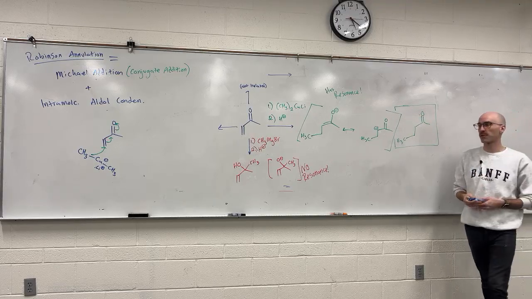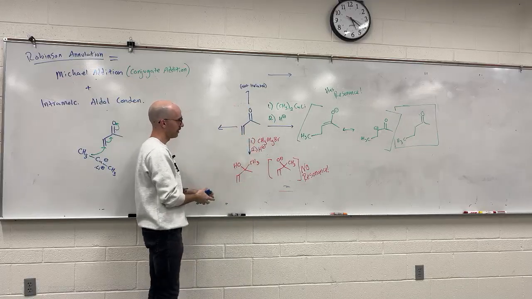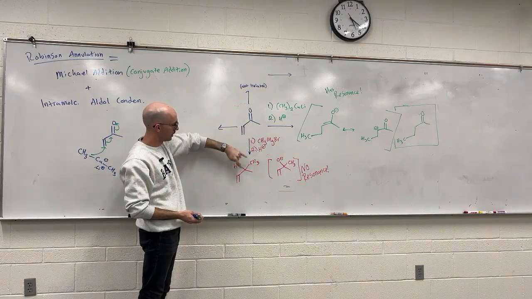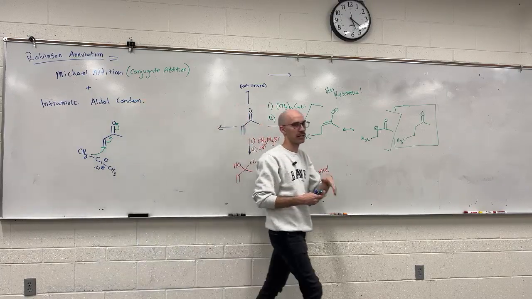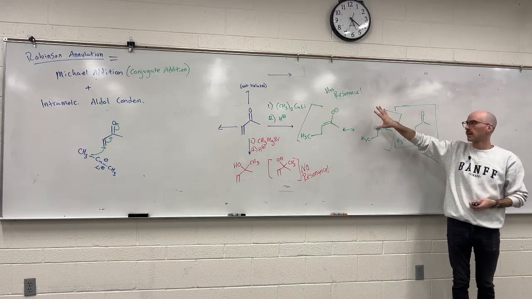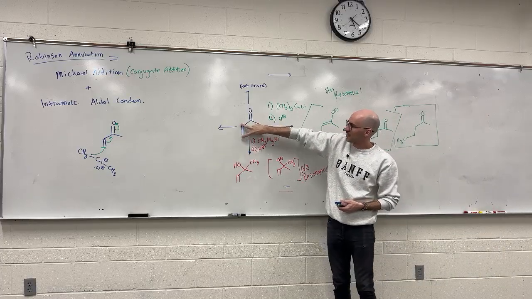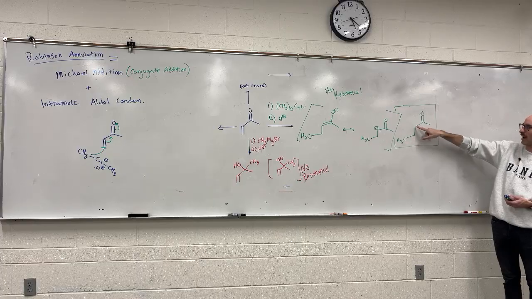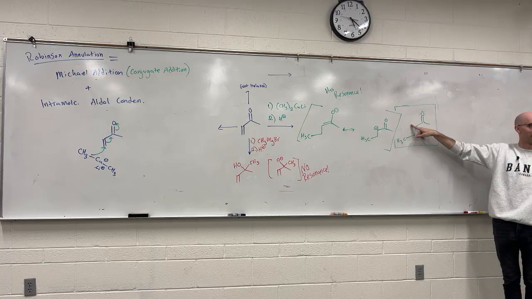We also have different names for these. This is called 1,2 addition. I add a group to the carbon and I add a hydrogen to the oxygen, so I add 1,2. This is referred to as 1,4 addition. Conjugate addition is 1,4 addition. The problem is it looks like I've added something to alpha and something to beta. I added a new group to beta. I added a hydrogen to alpha, which looks like 1,2.